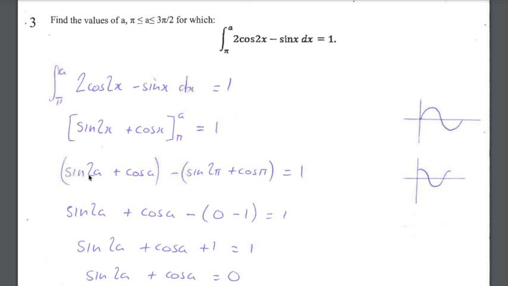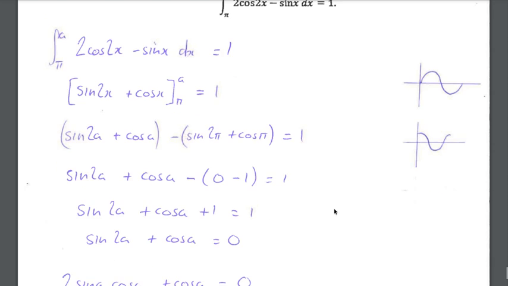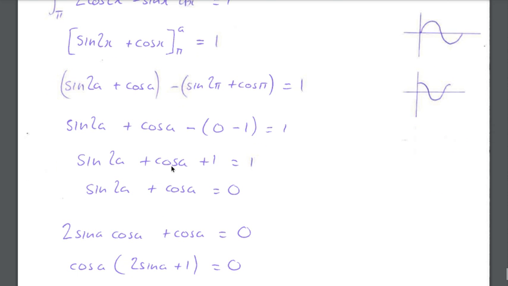So we have sine 2a plus cos a minus, then in a bracket, minus 1 equals 1, because we've still got 1 on the right-hand side here. So sine 2a plus cos a plus 1 equals 1. So subtracting 1 from both sides, we have sine 2a plus cos a equals 0.